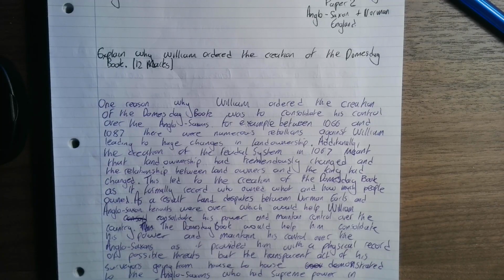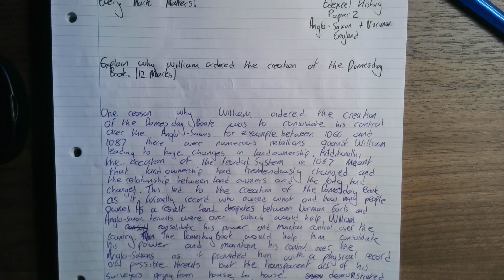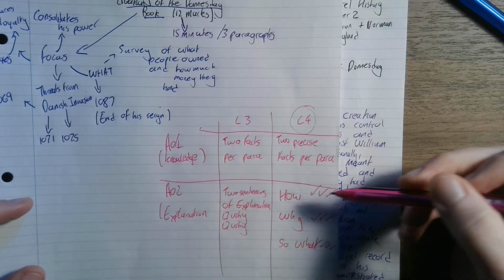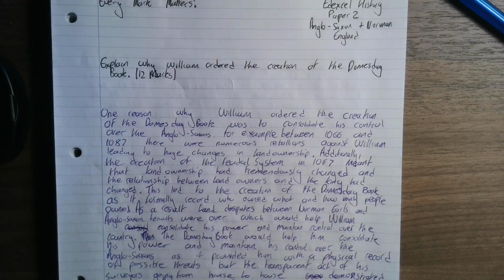Okay, welcome back. I'm hoping you spent 15 minutes doing 3 paragraphs explaining why William ordered the creation of the Doomsday Book. I'm going to read through my model answer now, and because I'm very conscious of my handwriting, I'm going to read it out to you. As I do it, I'll be looking for our mark scheme: two precise facts per paragraph, how, why, so what. Dead easy, let's have a go.